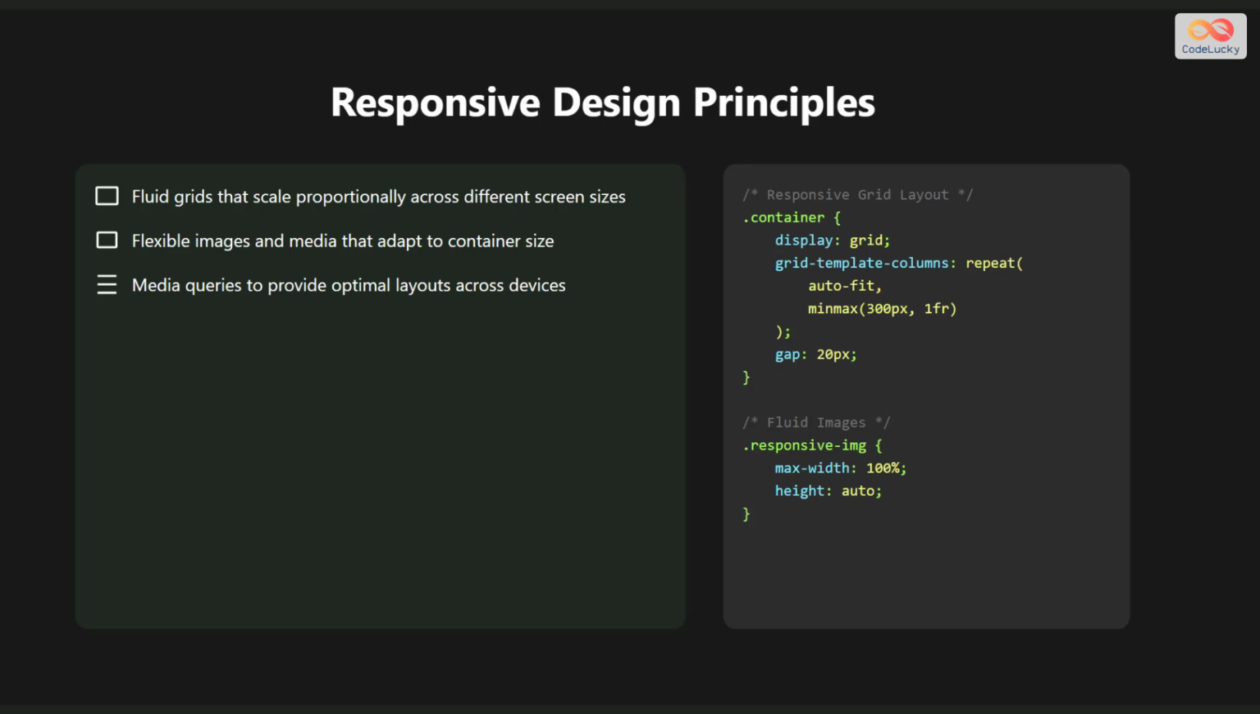Third key principle is to use media queries. These are like special rules that allow you to apply different styles based on the device's characteristics, ensuring an optimal layout. Here are some code examples. For a responsive grid, we are setting the display property to grid, and also making use of functions like repeat and minmax to define the size of the columns in the grid. For fluid images, we will set the max-width property to 100% and height to auto.